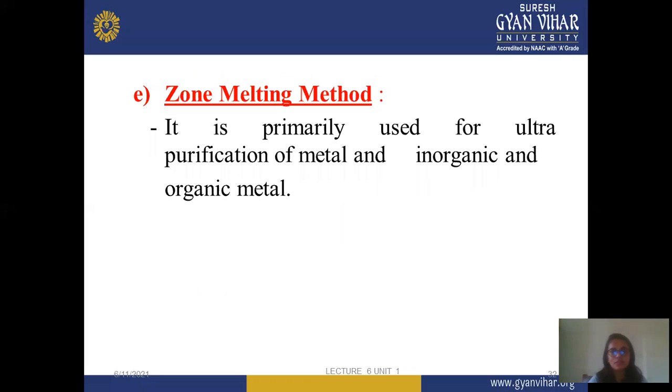Next is the zone melting method. It is primarily used for ultra purification of metals and inorganic materials. This method is limited to a limited range of compounds, and it is mainly used only for metals or inorganic and organometallic compounds.